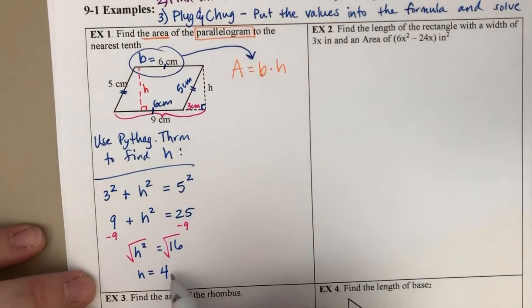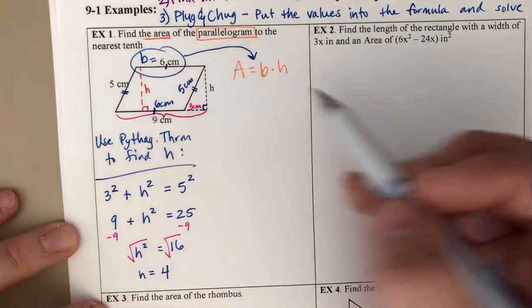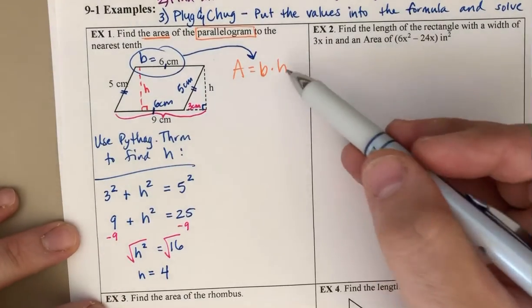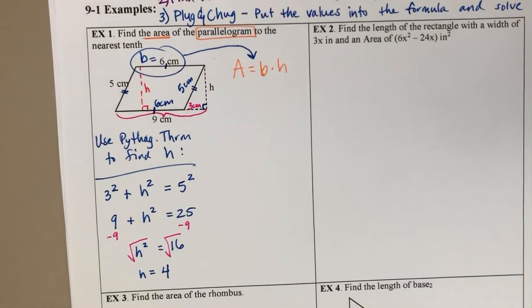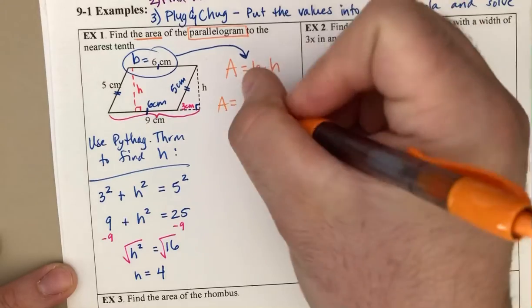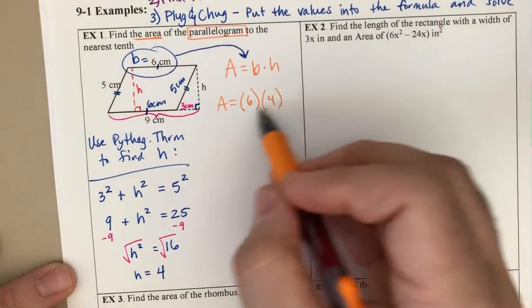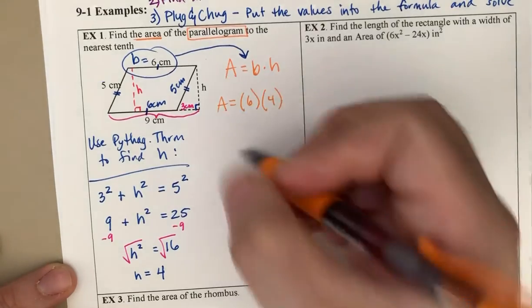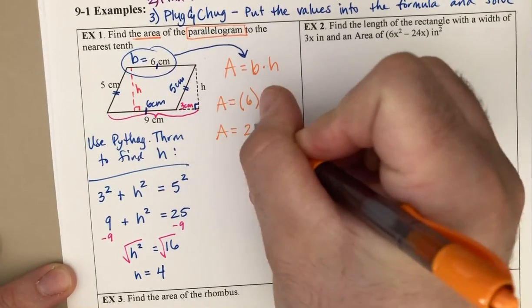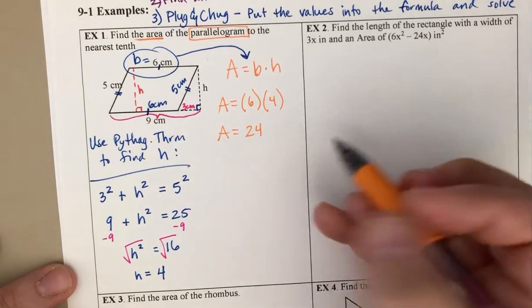And now I have what I need, right? We knew b, it was 6 centimeters. And now we've found h. We can go ahead and plug them in and finish this problem out. Here's that plug and chug, right? So plug in b is 6, plug in h is 4. Chug just means do the arithmetic. 6 times 4 is 24. It said round to the nearest tenth. No rounding necessary. It was a nice even number.